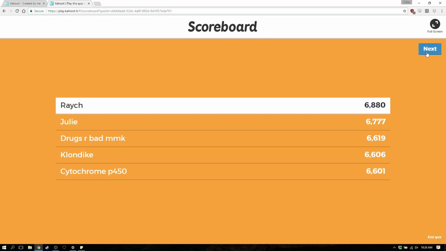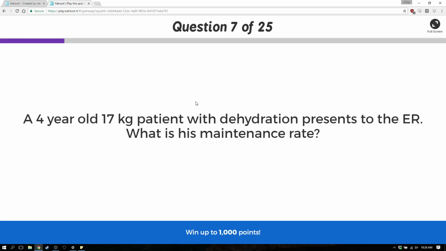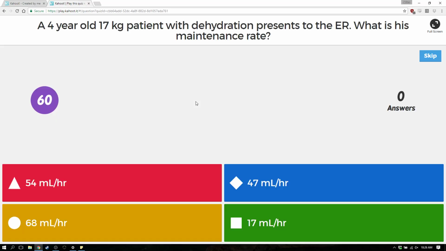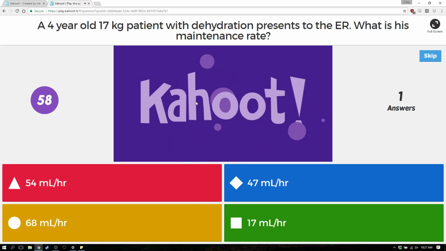Okay, a 4-year-old 17 kilogram patient with dehydration presents to the ER. What is his maintenance rate of fluids? So we're going to give him fluids. What would his maintenance rate be? Remember that rule?